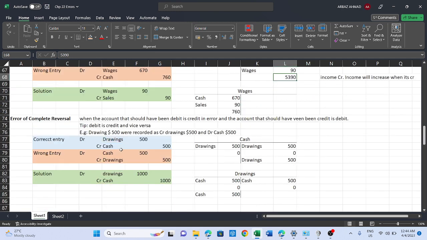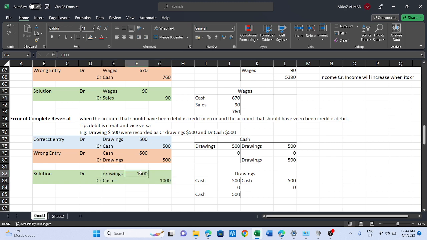And then we have complete reversal error. So this is simple. If you were supposed to debit an account and you are supposed to credit an account, you just have it the opposite way. So we always know that drawings is debit, but mistakenly we credit drawings and we debit cash. So in order to correct it, we have to debit drawings and credit cash.